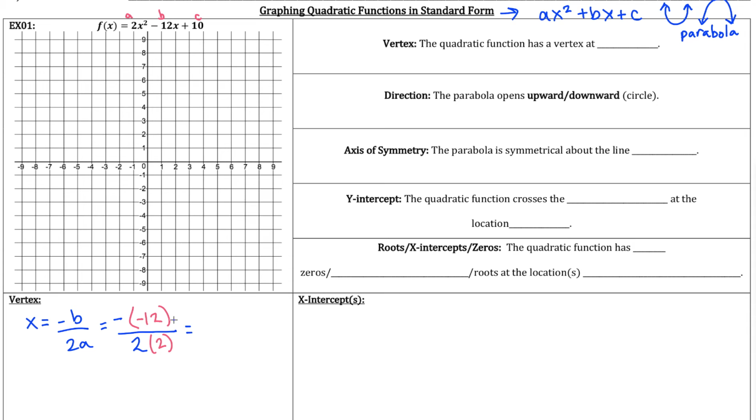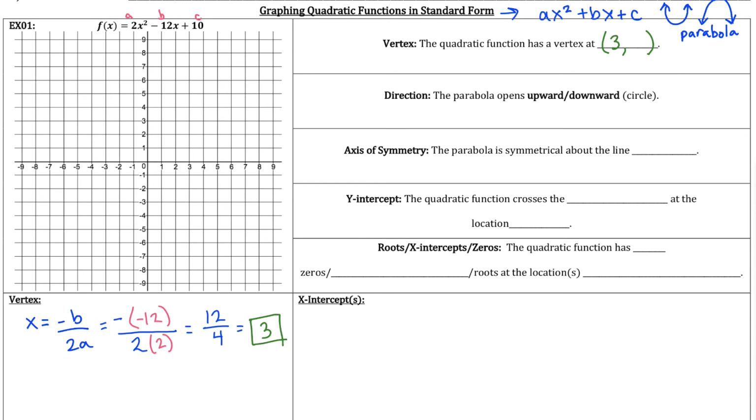So I end up with negative negative 12, which is positive 12, over 4. Negative times negative is a positive, and 2 times 2 is 4. 12 divided by 4 is 3. But remember, this is just the x value of my vertex. I'll make it green and put it right here. But that's just the x value.